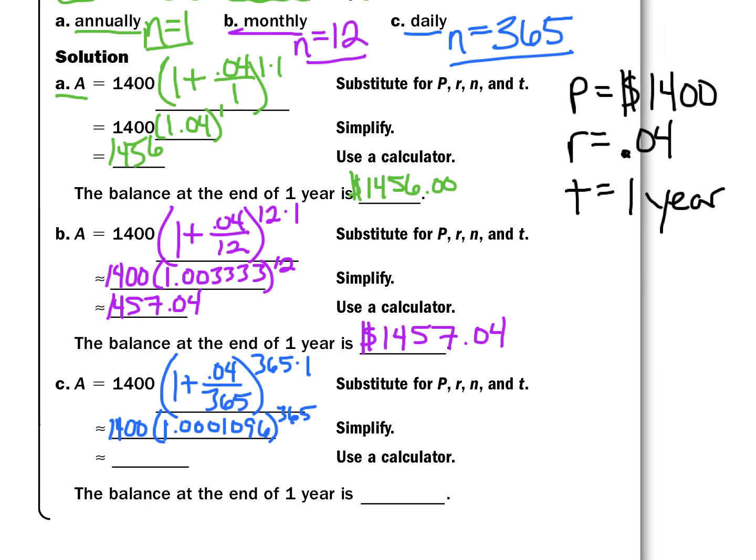Okay, so once I plug that in on the calculator, I get $1,457.13. So my account balance at the end of the year, $1,457.13.